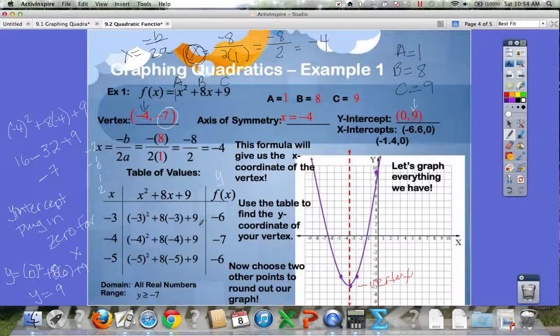Now, let's talk about the domain and range. Domain on these parabolas, okay, you'll notice how this side is going on and on and on forever this way.